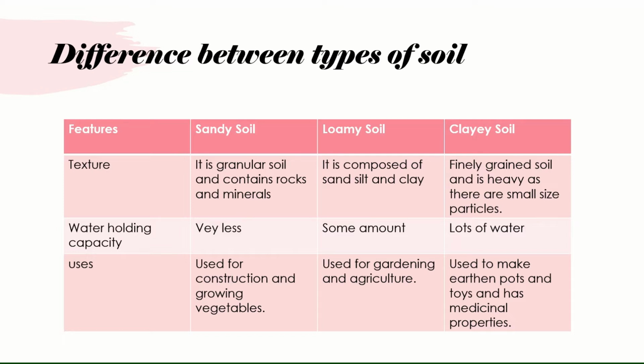Next is loamy soil. Loamy soil is composed of sand, silt, and clay particles, and it can hold some amount of water, a little more than the sandy soil, right? Next is uses of loamy soil. It can be used for gardening and agriculture. As loamy soil is the most moist soil, it has more presence of humus and more organic matter, so it is more moist, and because of the moisture, it can be used for gardening and agriculture, right?